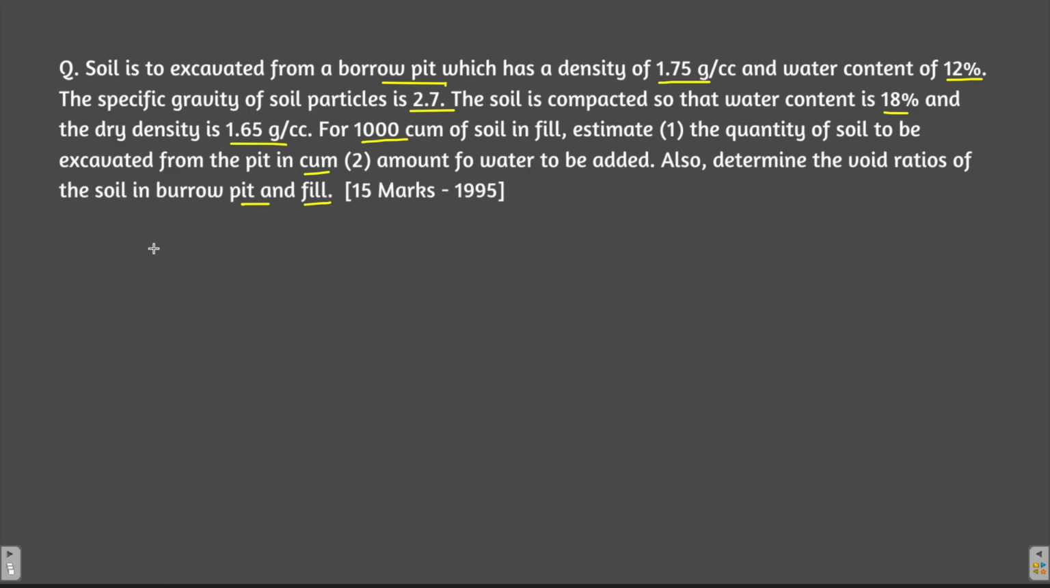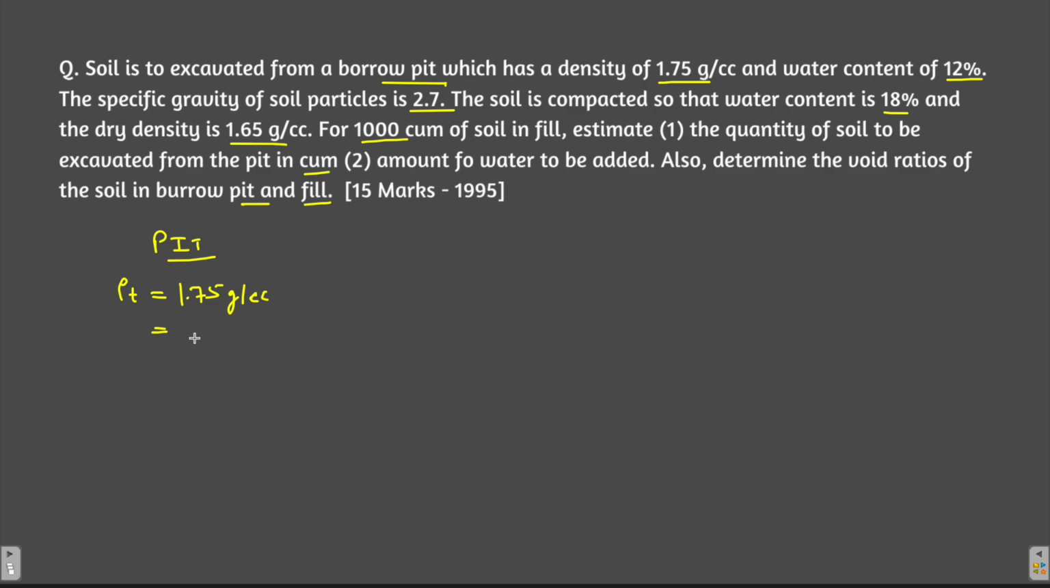So I'm just writing the data over here. This is for the pit. The soil is to be excavated from a borrow pit which has a density. So the density, that means the total density of the soil in the pit, is given to you as 1.75 gram per cc. Let me convert this into kg per meter cube because they are asking you everything in meter cube. Centimeter cube will not work and you have to change it to meter cube.